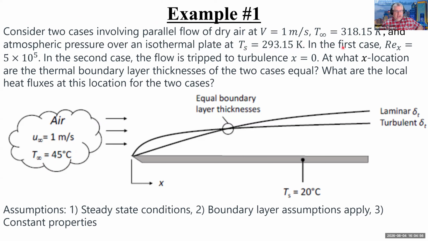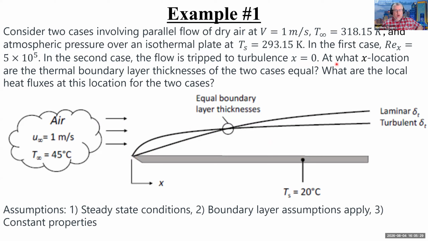In the first case, the flow transitions to turbulence at a Reynolds number equal to 5 times 10 to the fifth, right? So this is the normal situation, where the flow starts out as laminar and then it transitions to turbulence at the critical x value. In the second case, the flow is intentionally tripped to turbulence at x equals 0, right? So there's a little turbulence perturbation, a little wire, something like that, that trips the flow to turbulence.